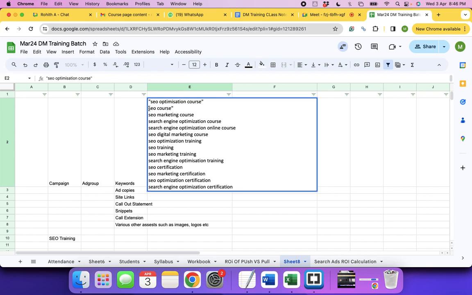Is that clear, everybody? Does anybody still have questions around this? Are you not clear? Please speak. If you're not clear with this, you have to speak.